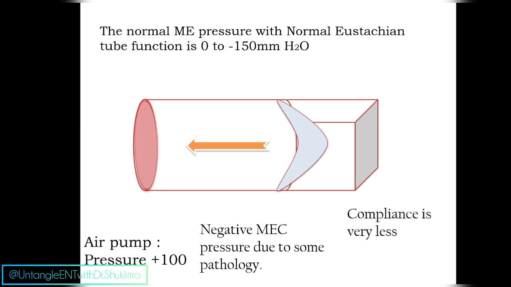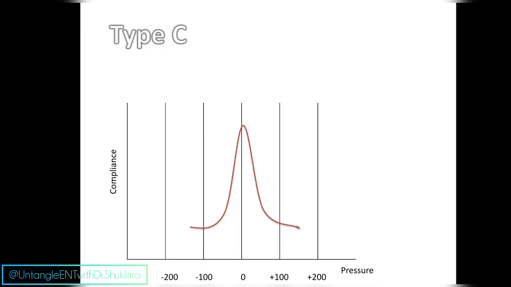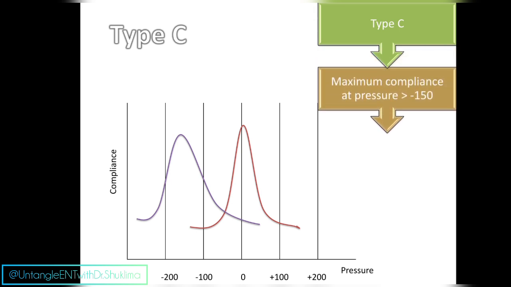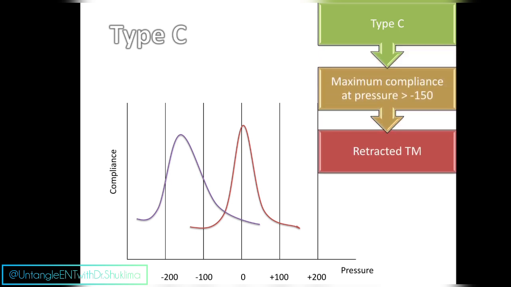And in that condition, the compliance decreases as the reflected sound is more. And then with an air pressure of plus 100, again the reflected sound is much higher and the compliance decreases. So in this condition, we get a graph like this, which is called a type C graph. It is similar to the normal graph, but the peak appears at around minus 150 instead of 0 pressure. And this is mainly seen in case of retracted tympanic membrane, which is seen in eustachian tube dysfunction cases.